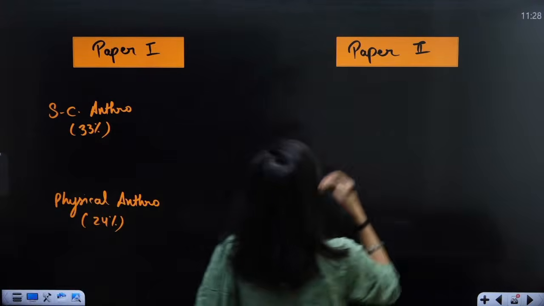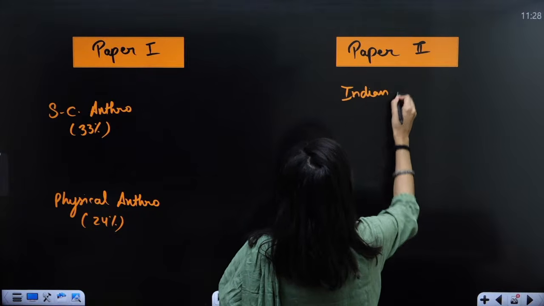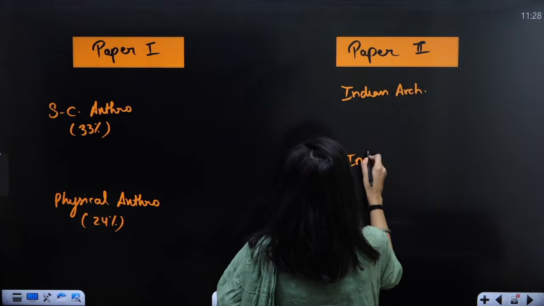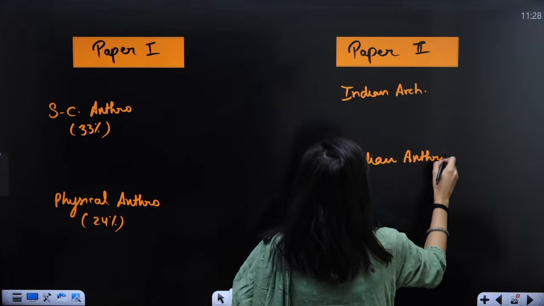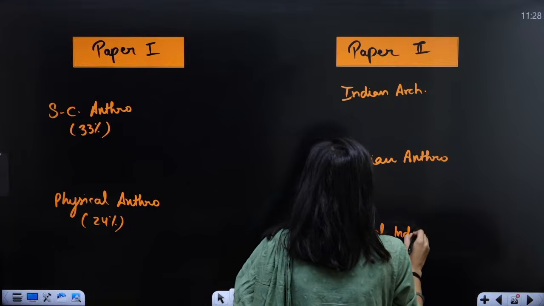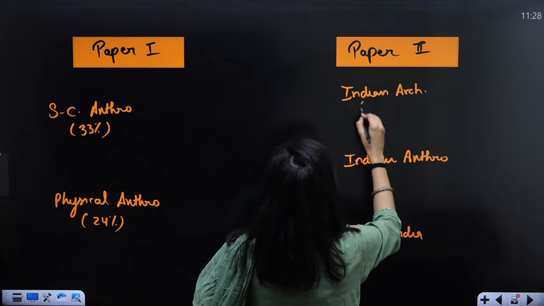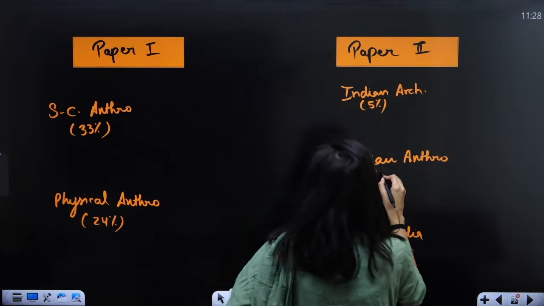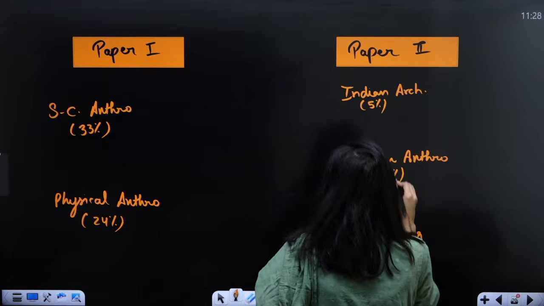In the paper 2 we are having Indian archaeology, and we are having Indian anthropology, and the tribal India. So Indian archaeology is around 5%, Indian anthropology is around 19%, and tribal India again 19% of the total syllabus.